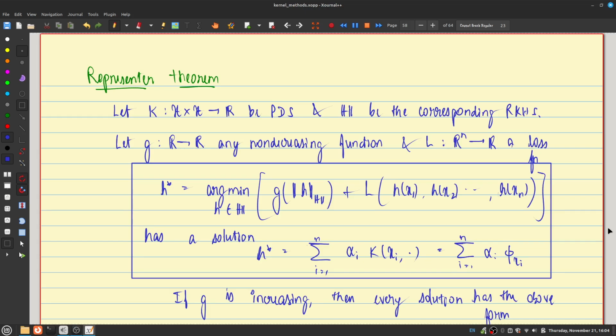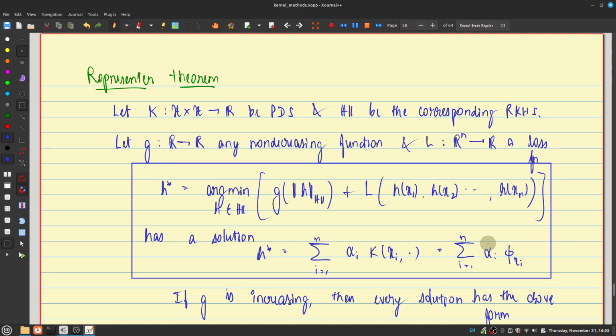Okay, so in the last class, I proved this representer theorem, this very general statement which says that as long as you have a PDS kernel and H is the corresponding reproducing kernel Hilbert space, any optimization problem which can be expressed in the following form, where the objective function is a monotonically increasing function of the norm of h plus some arbitrary loss function of the evaluations of h on n data points, always has a solution as a linear combination of the phi xi's, right?